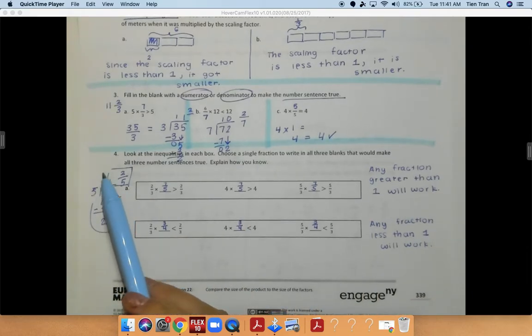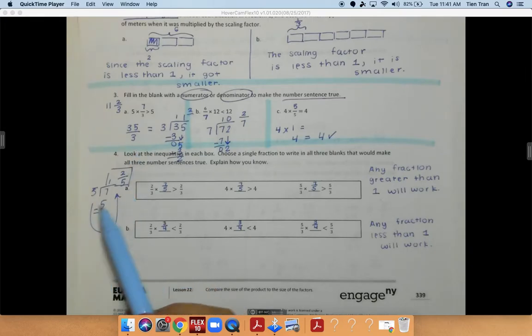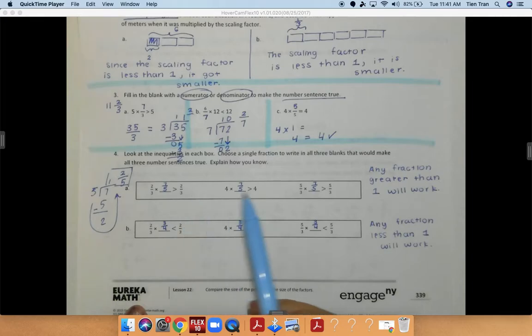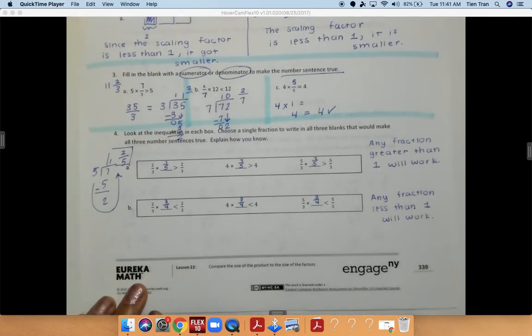So any number like 1 and 1/3, 1 and 2/5, 1 and 7/6, any number that is bigger than 1 is going to be greater than 4, than any of these numbers here. Because these numbers are in the decimal, so their fractions are smaller.